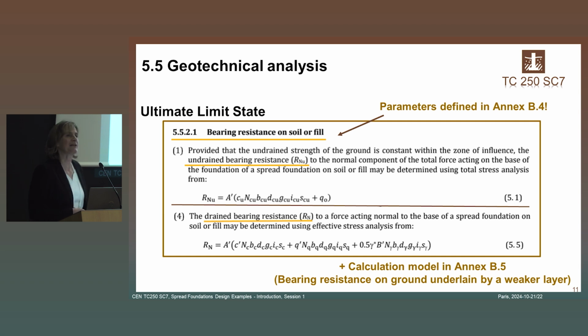the Annex B4. So there does exist an Annex B, which includes calculation models for clause 5 spread foundations, and which is quite extensive now. We have another calculation model in Annex B.5, which deals with punching. That means bearing resistance on ground underlain by a weaker layer.